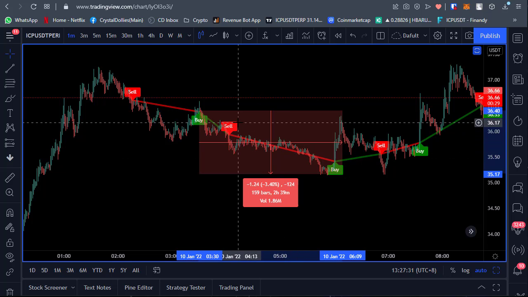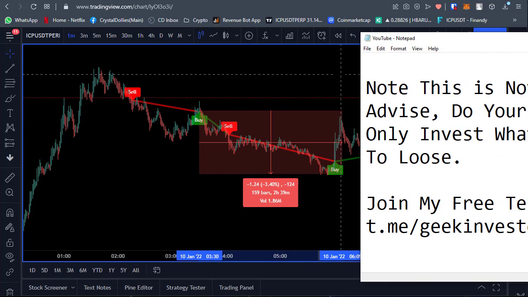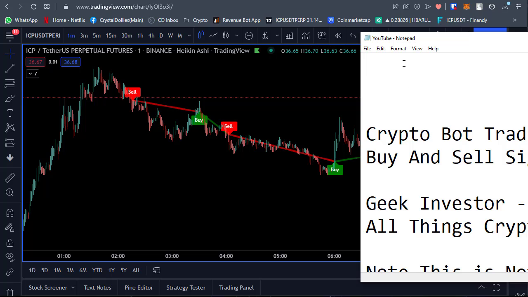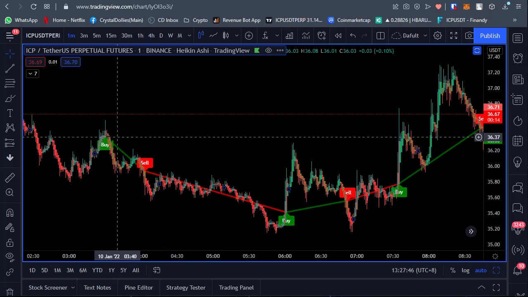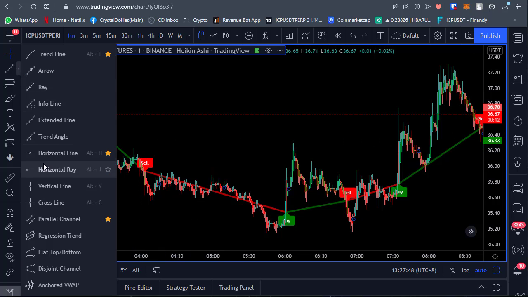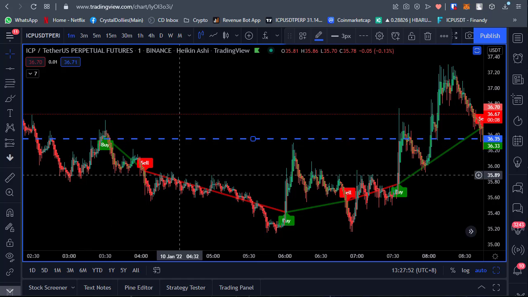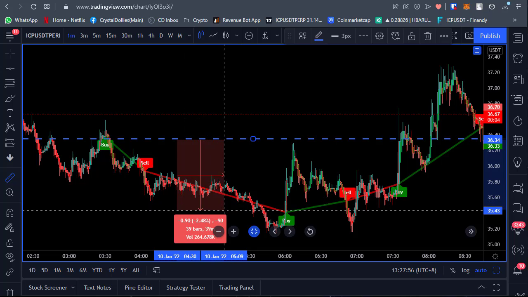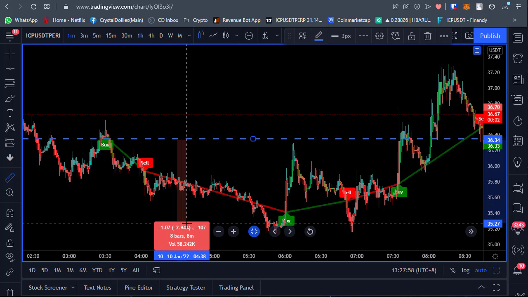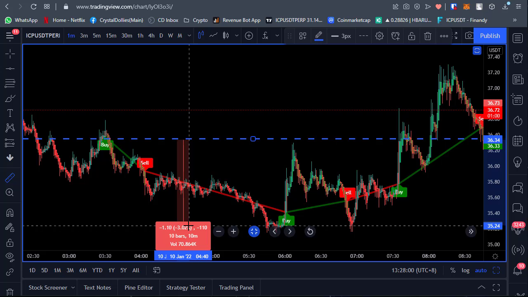So you give yourself a measurement. For this case, let's say you are trading on a 1 minute time frame. You are mentally prepared to do a DCA at 3%, which means if you buy at this line over here, after it drops 3%, which is around maybe here, around here, 3%.